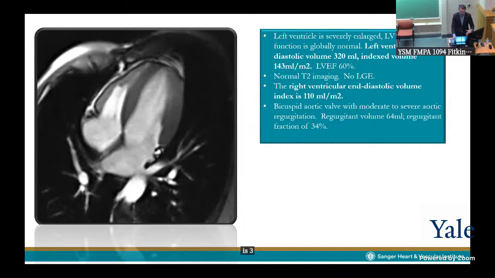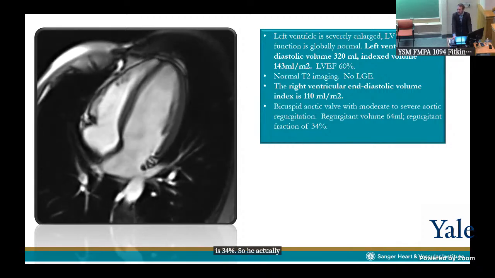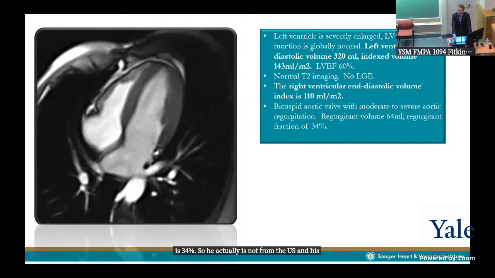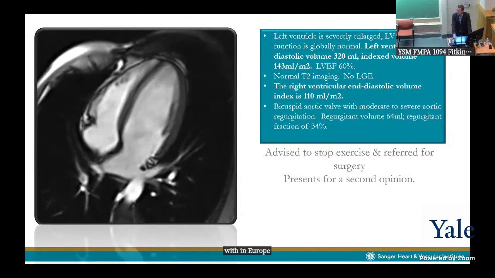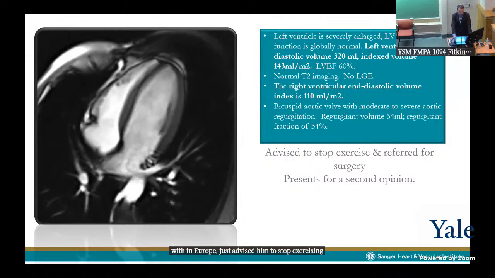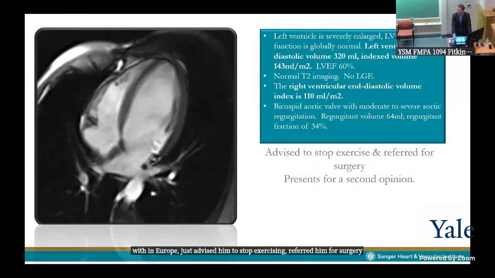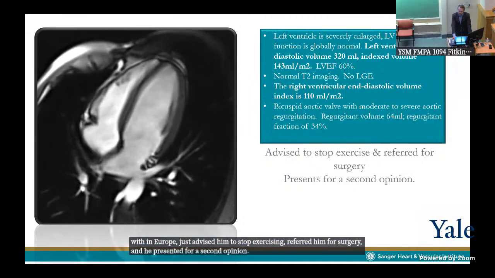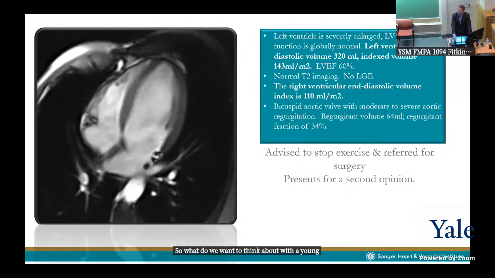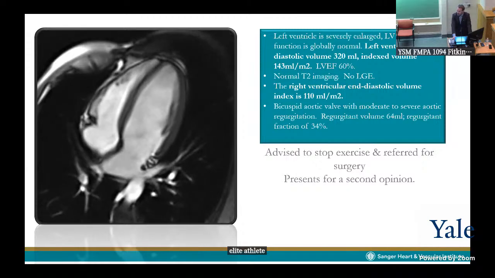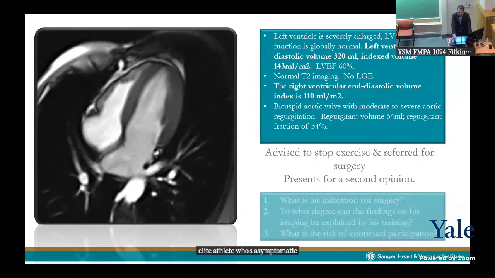So he actually is not from the US, and his cardiologist, who he'd been followed with in Europe, just advised him to stop exercising, referred him for surgery, and he presented for a second opinion. So what do we want to think about with a young elite athlete who's asymptomatic that has significant aortic regurgitation?